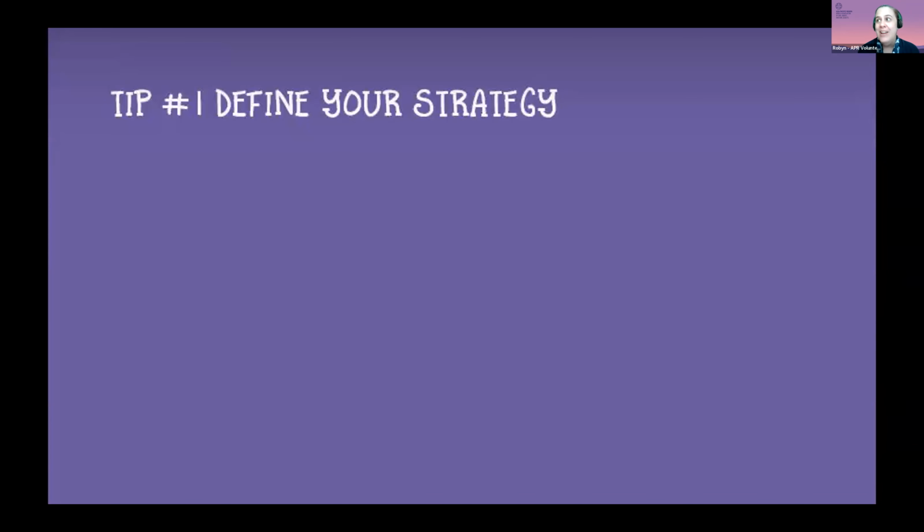Firstly, define your strategy. Why are you running the event? Why does this event need to take place? What problem are you trying to solve? You need to be really clear around this, whatever the issue is that you're trying to address or overcome, because this will then drive the rest of your event strategy and the way you approach the event.